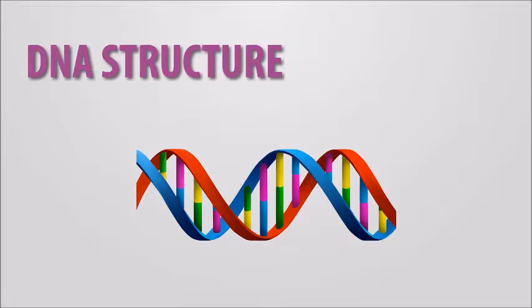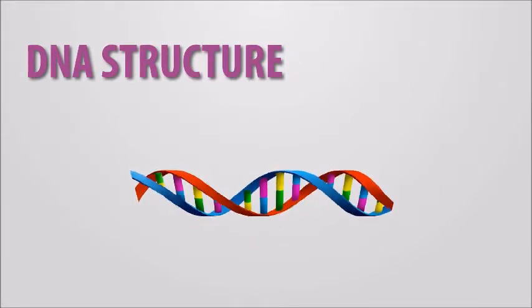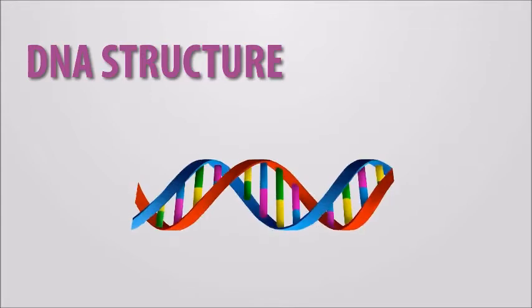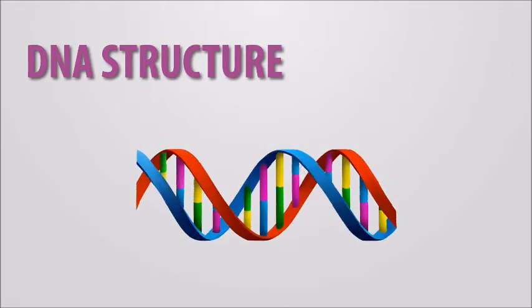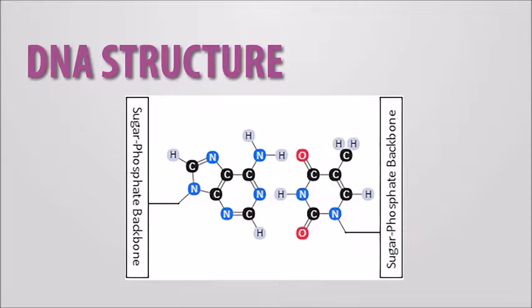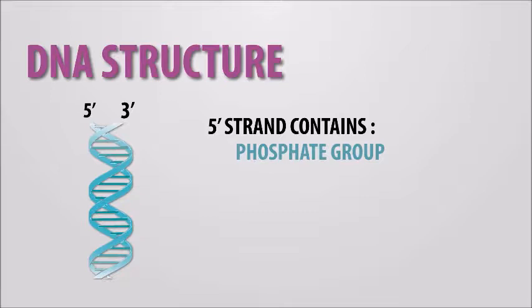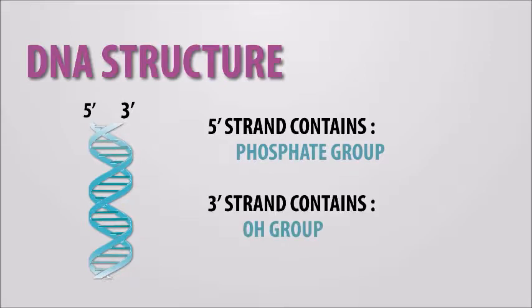DNA structure. DNA is made up of two complementary polynucleotides, which means purine pairs with pyrimidine. Each polynucleotide strand has alternating phosphate groups and sugars on the backbone. The DNA double helix is anti-parallel, which means that each end of the DNA molecule contains the 3' end of one strand and the 5' end of the other strand. The phosphate group is on the 5' carbon and the OH group is on the 3' carbon.